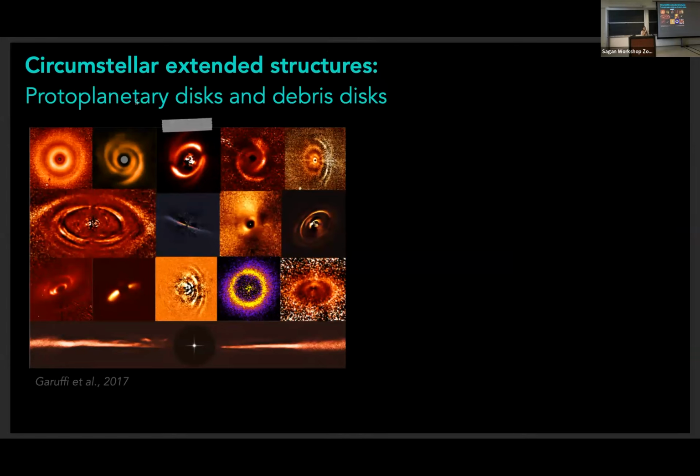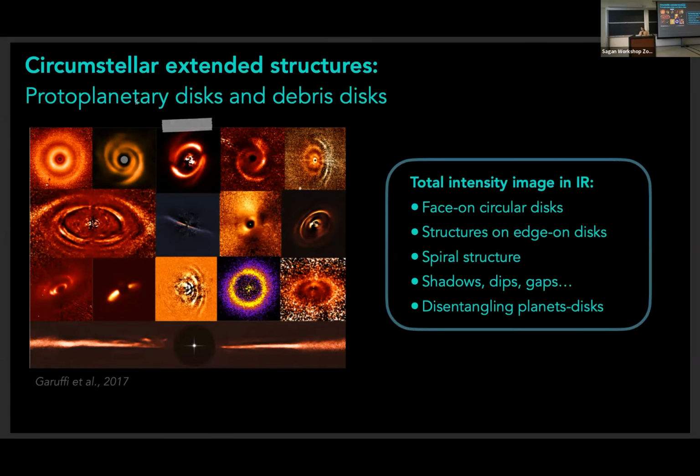Another topic is the circumstellar disk. So we heard about it this morning. There are lots of extended structures. So this is an example of one gallery that has been made. You see gaps, you see rings, you see all kinds of structures, spirals, shadows, dips, whatever. And also you want to disentangle the planet signal from the disk signal in which it's often buried. So that's what we want to do for phase 3.